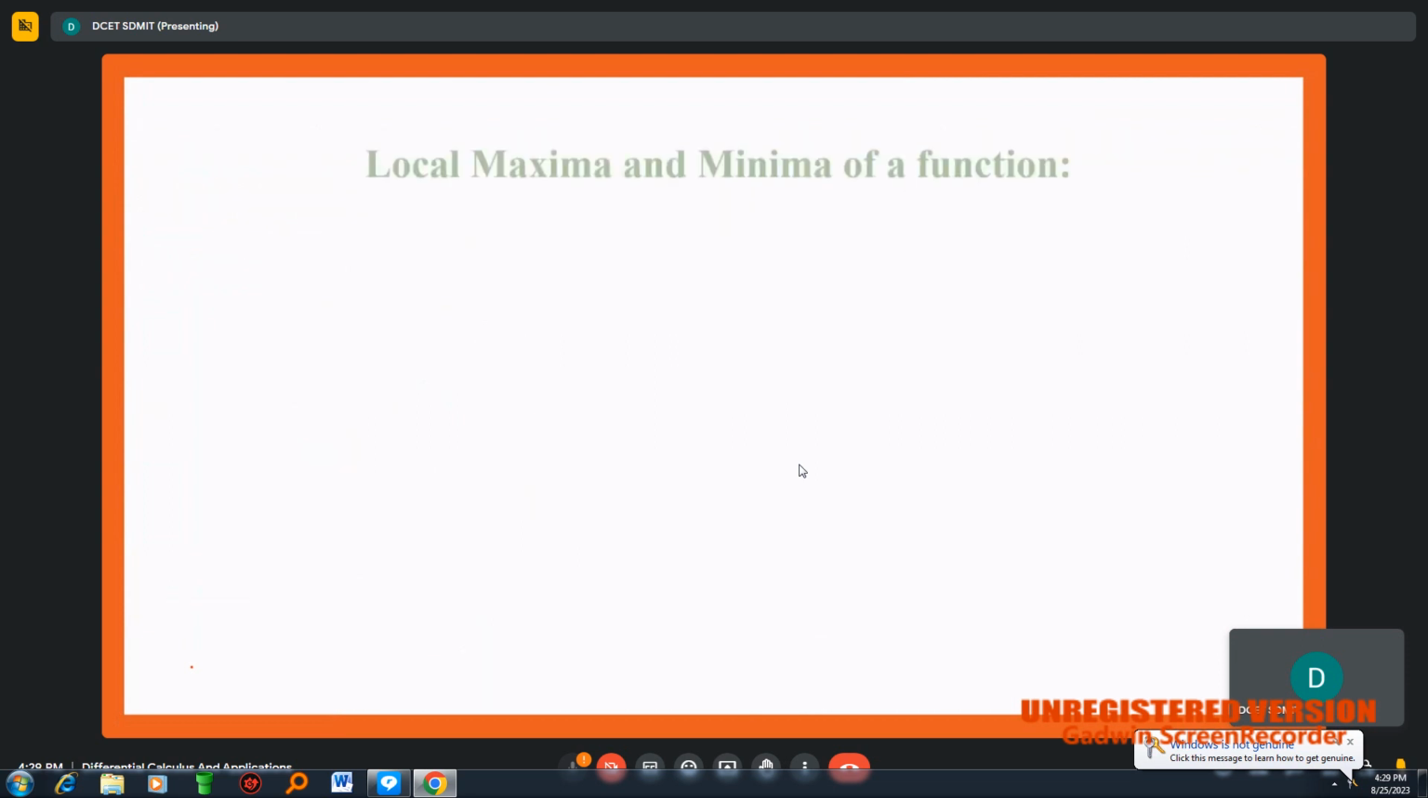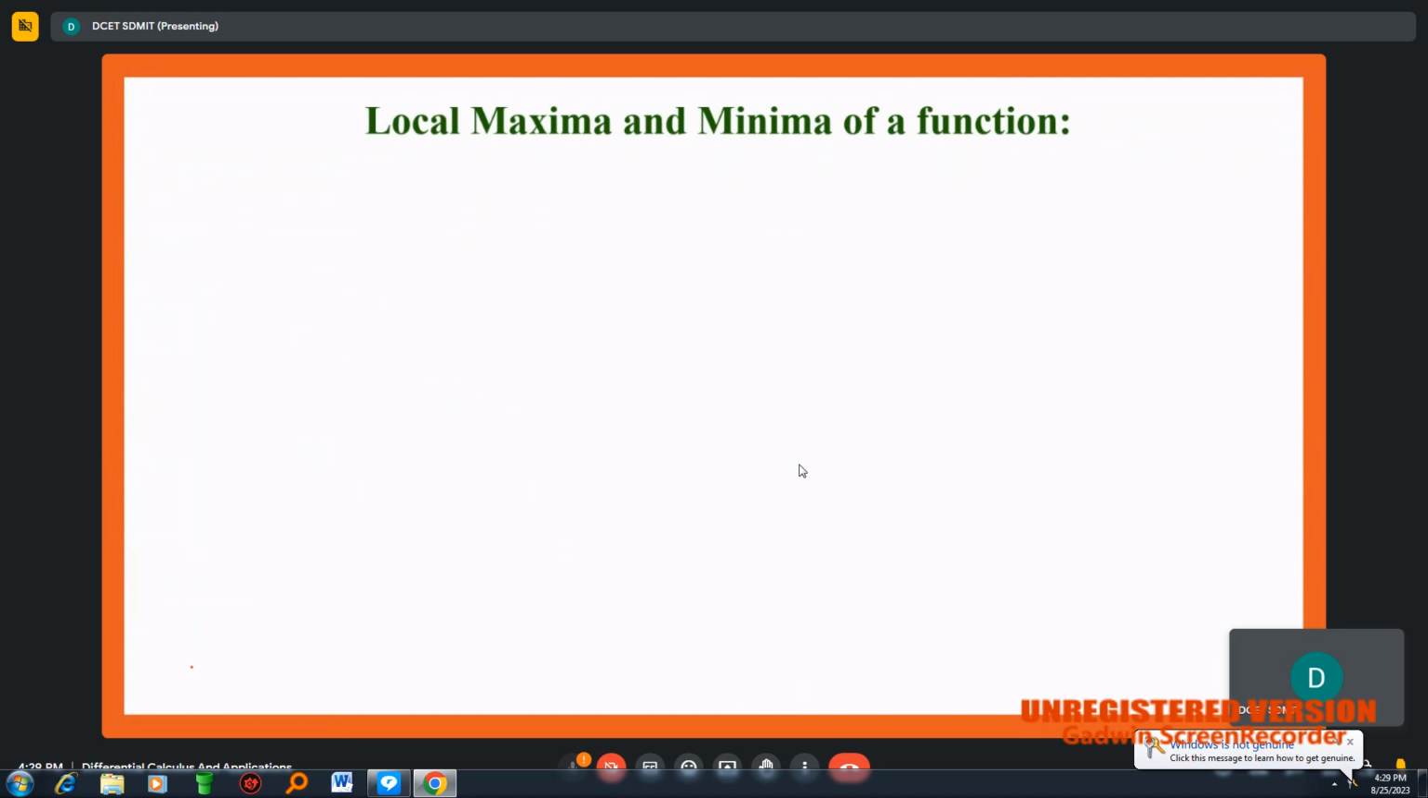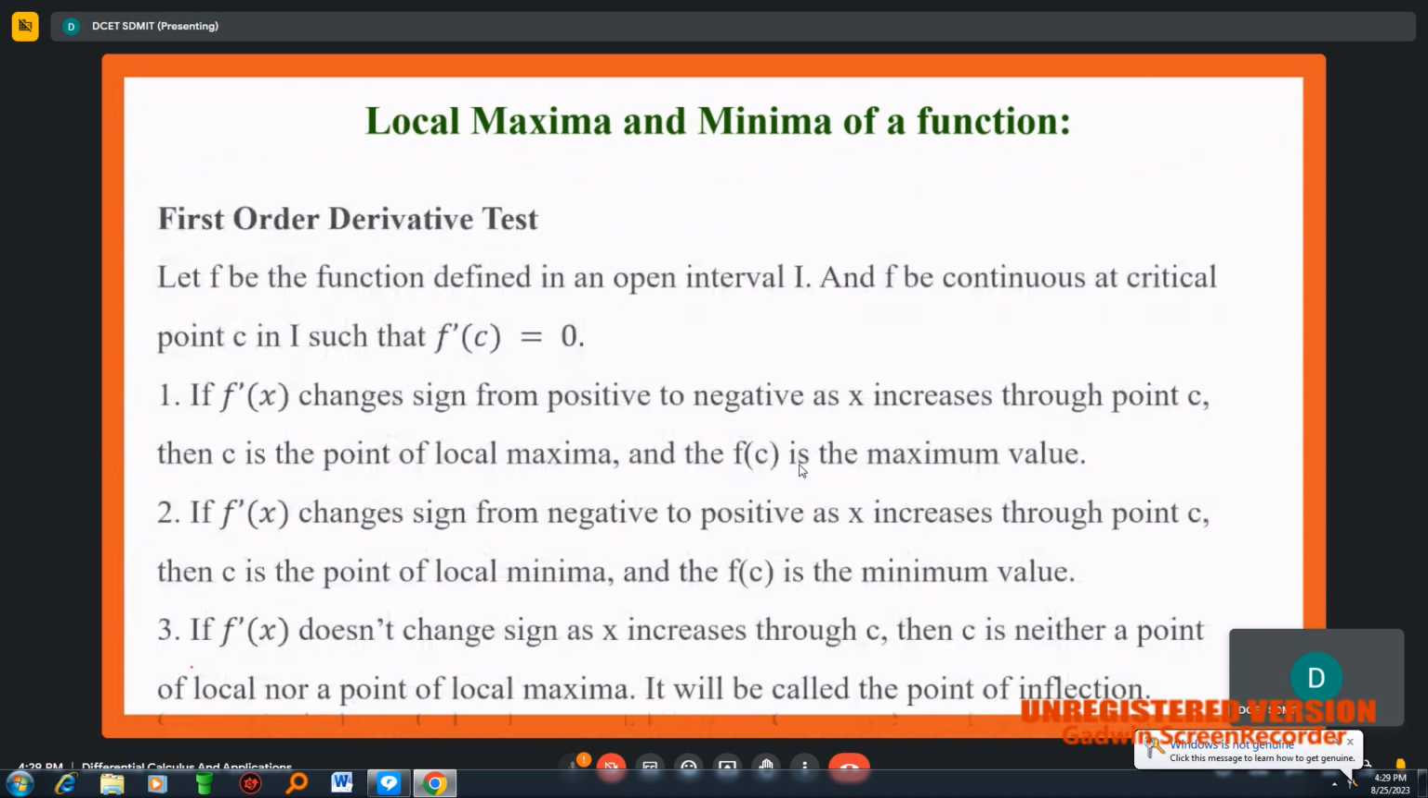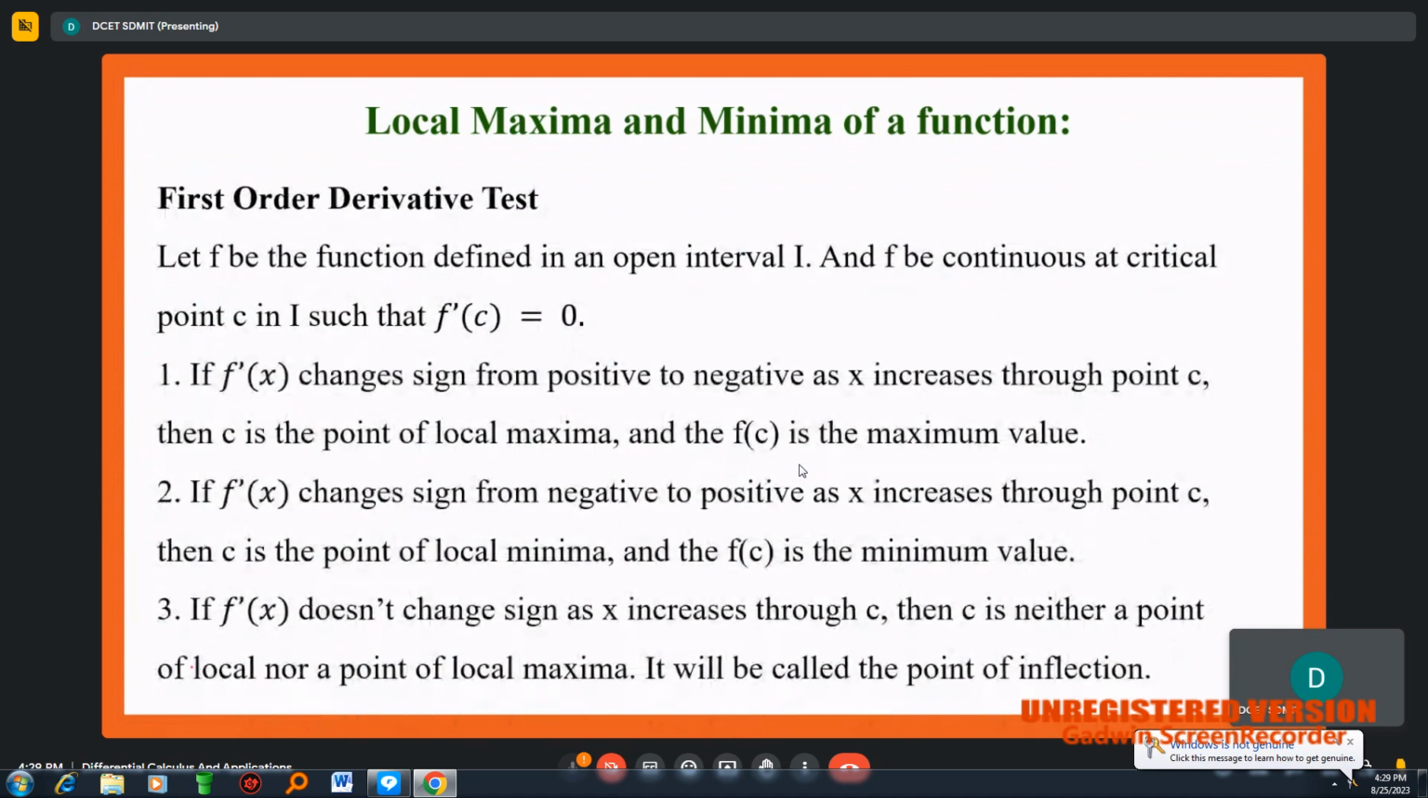Okay. Next, the last concept of today's session, that is local maxima and minima of a function. First order derivative test for the local maxima and minima of a function. Let f be a function defined in an open interval I and f be continuous at critical point C in I such that f dash of C is equal to 0.